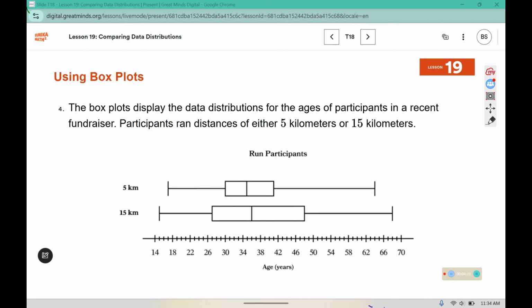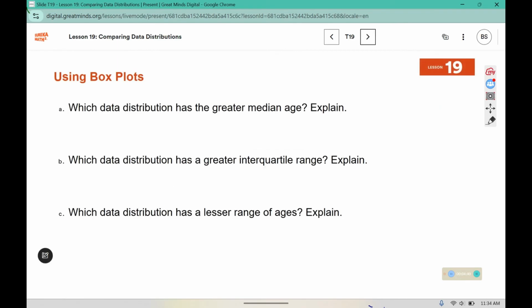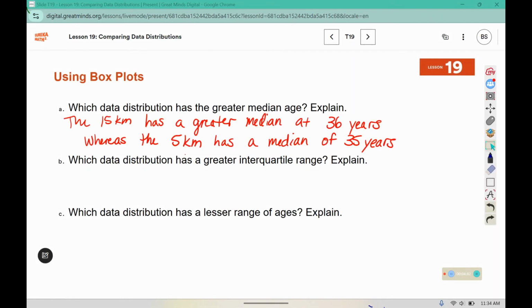The box plots display the data distributions for the ages of participants in a recent fundraiser. Participants ran distances of either 5 kilometers or 15 kilometers. A says which data distribution has a greater median. Well, the median line in the 15 kilometers is higher. The 15 kilometer has a greater median at 36, whereas the 5 kilometer race has a median of 35.